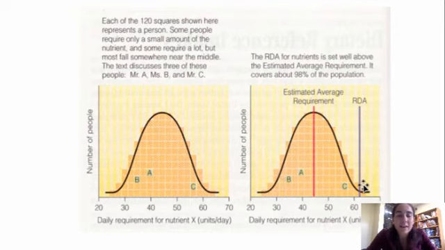We don't set it at a level that would meet the needs of 100% of the population, because that would be much higher, and that may start reaching a more dangerous level for someone like person B that doesn't need nearly as much. So this was kind of this compromise level of the 2 standard deviations above the EAR.